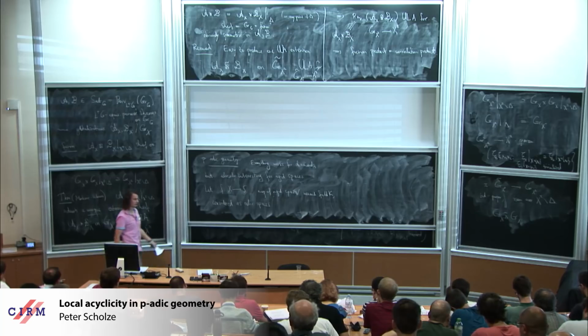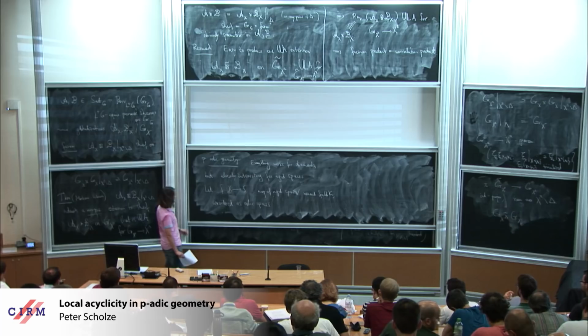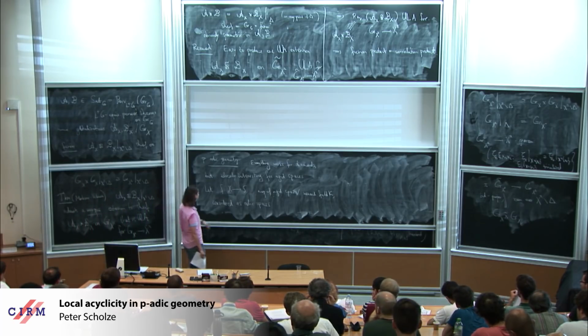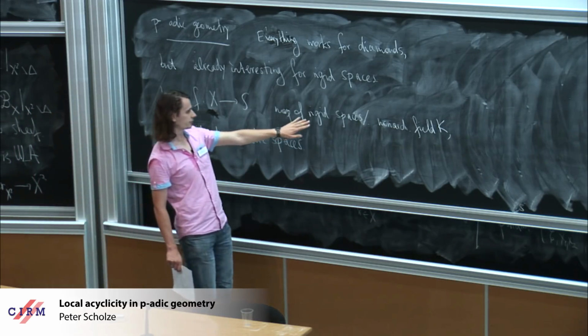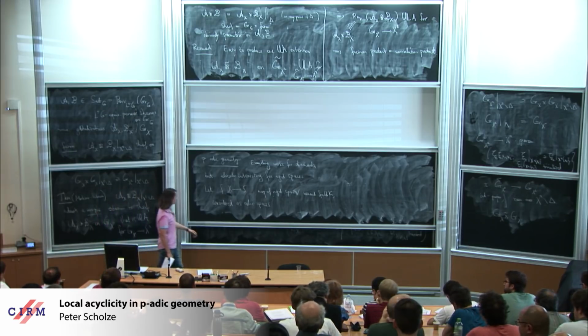And it's evident that I would like to view them as adic spaces because in the definition of local acyclicity for schemes, I was talking a lot about geometric points of my schemes. And rigid spaces don't really have enough geometric points, but adic spaces do. So it's certainly a better choice to work with adic spaces here.